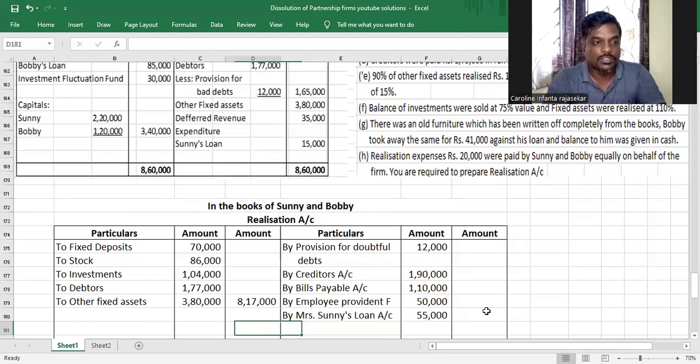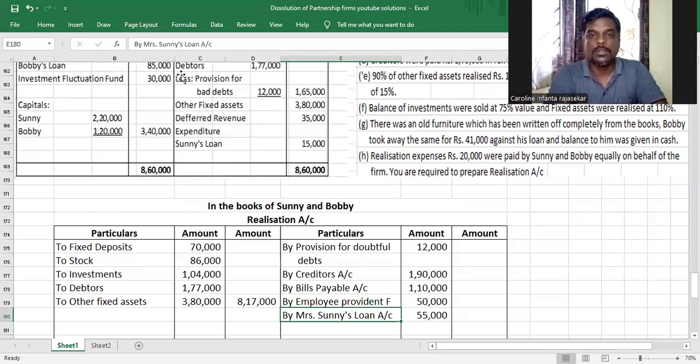That is 55,000. Now, Bobby's loan here in the balance sheet, Bobby's loan, no. You don't transfer to the realization account because it is a partner's loan. Partner's loan is paid after settling all the third party liabilities. Settling third party liabilities only happens to realization account. And therefore, Bobby's loan will not be transferred to realization account. Understood or not, my dear children?